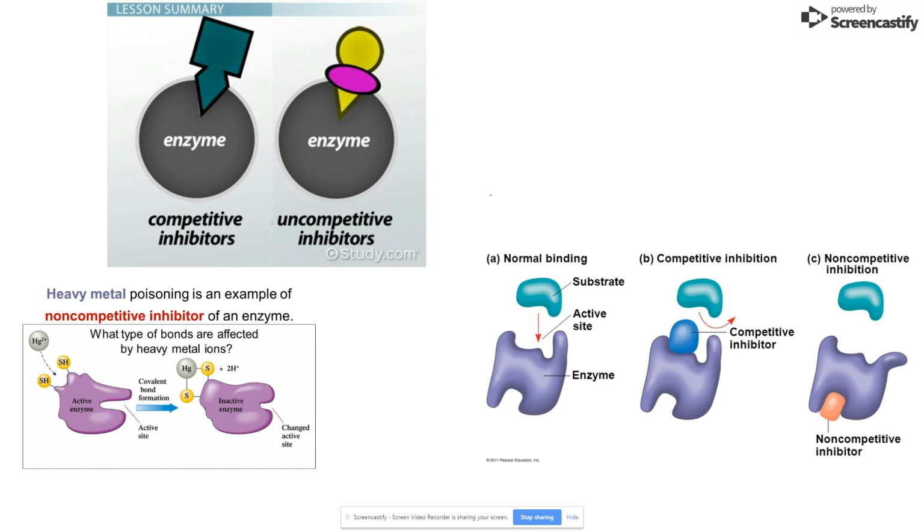Non-competitive inhibitors do not bind to the active site, and instead bind to a different one called the allosteric site. This will stop the enzyme's productivity by changing the shape of the active site. All of these reactions generally do not cause a chemical change and can be reversed through dialysis or dilution.